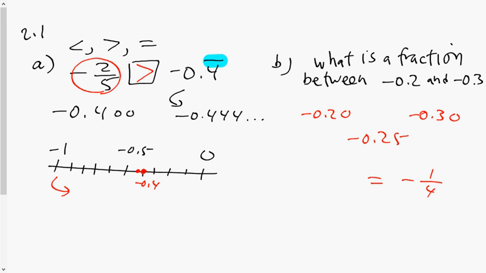But if you couldn't, and you're like, well, I don't know what that is, you read that as negative 25 hundredths, which is this. And then when you reduce it to lowest terms by dividing both numerator and denominator by 25, you get that. So a fraction that's between there, negative 1/4 would be the best answer, but there are infinite answers of fractions between there. Any questions on that one?